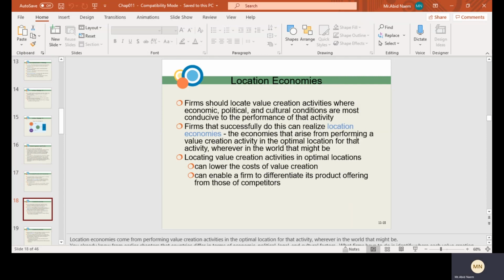Then location economies: firms should locate value creation activities where economic, political and cultural conditions are most conducive to the performance of that activity.